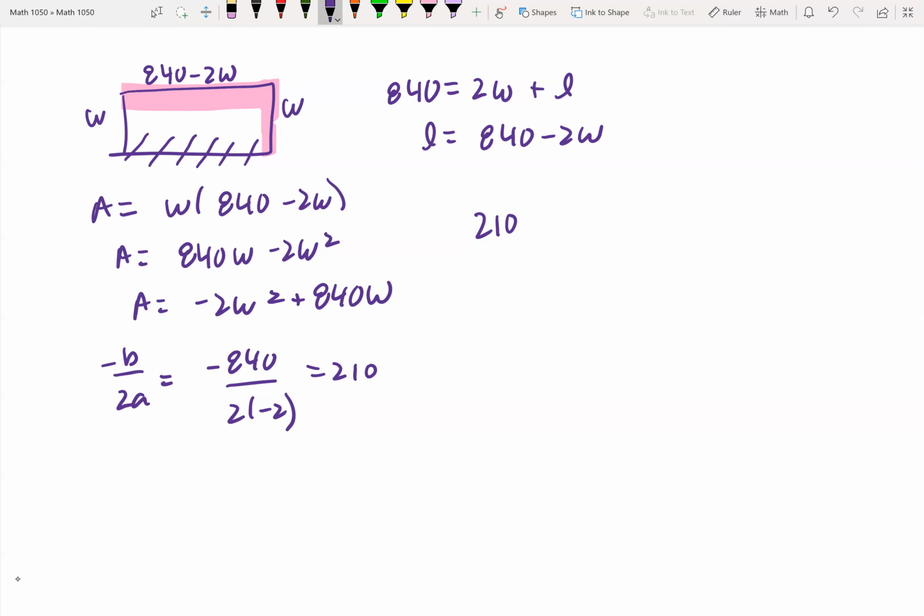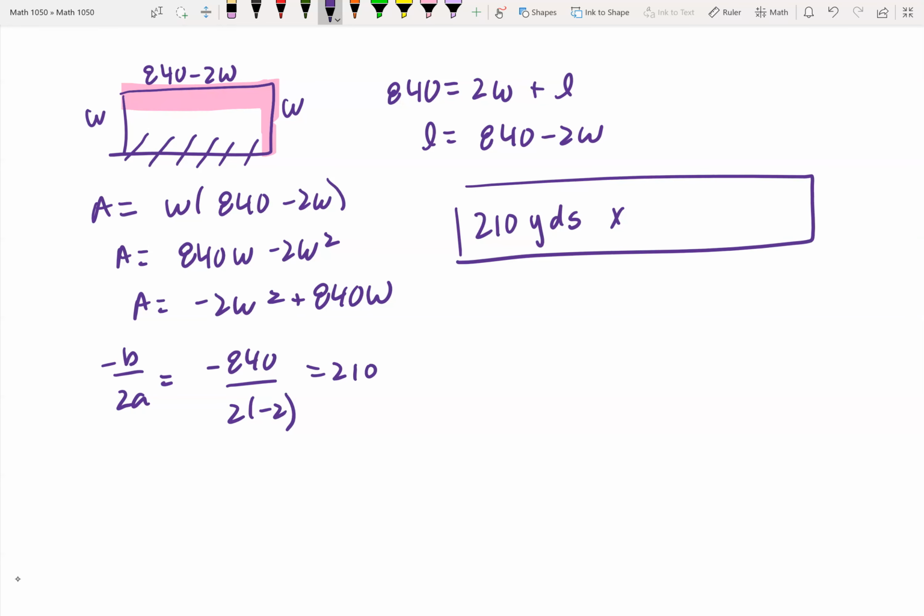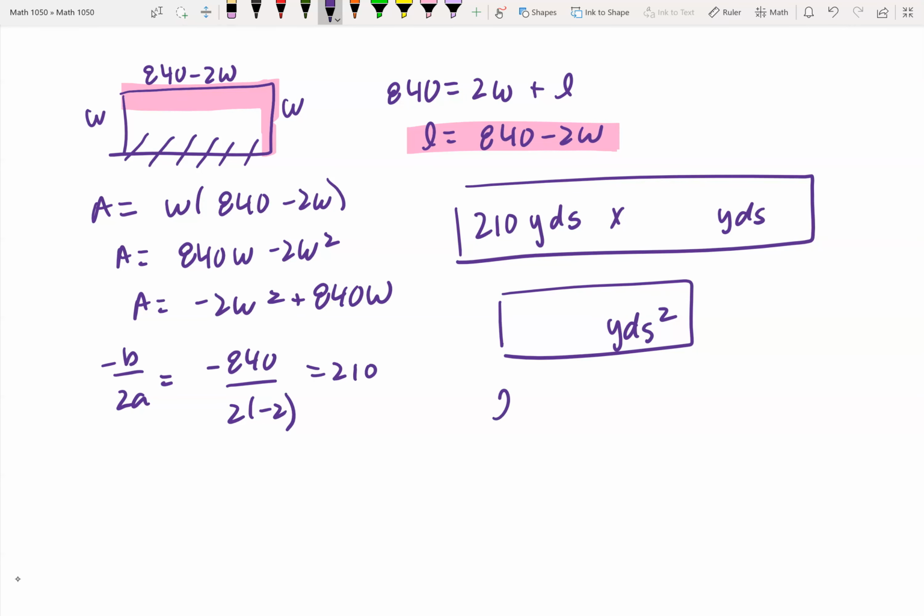Okay, so this is 210. And our dimensions are in yards. So 210 yards by something yards. And then the area is going to be something square yards. So to find the other dimension, I'm going to take that 210 and plug it in for W. So I have length equals 840 minus 2 times 210. If I put that in my calculator, I get 420. So it's 210 yards by 420 yards.